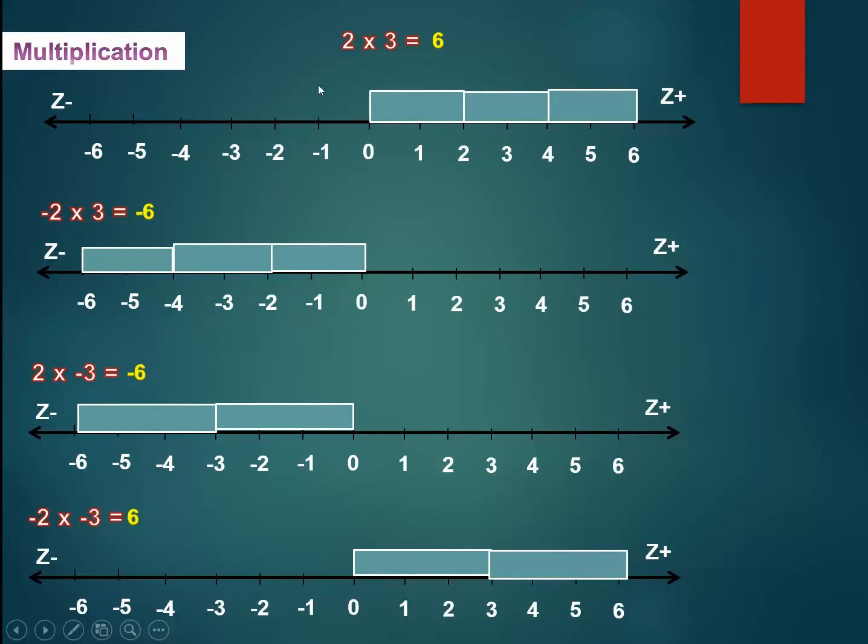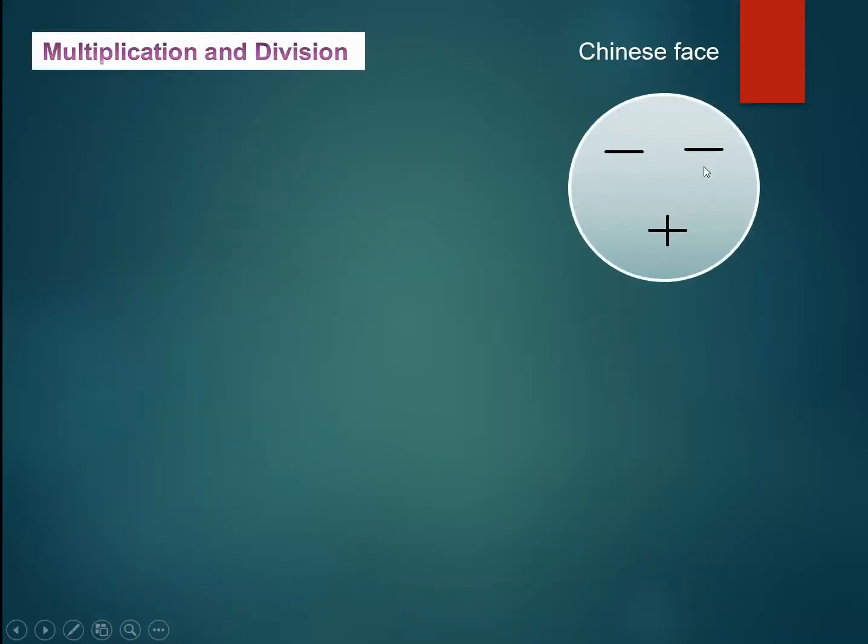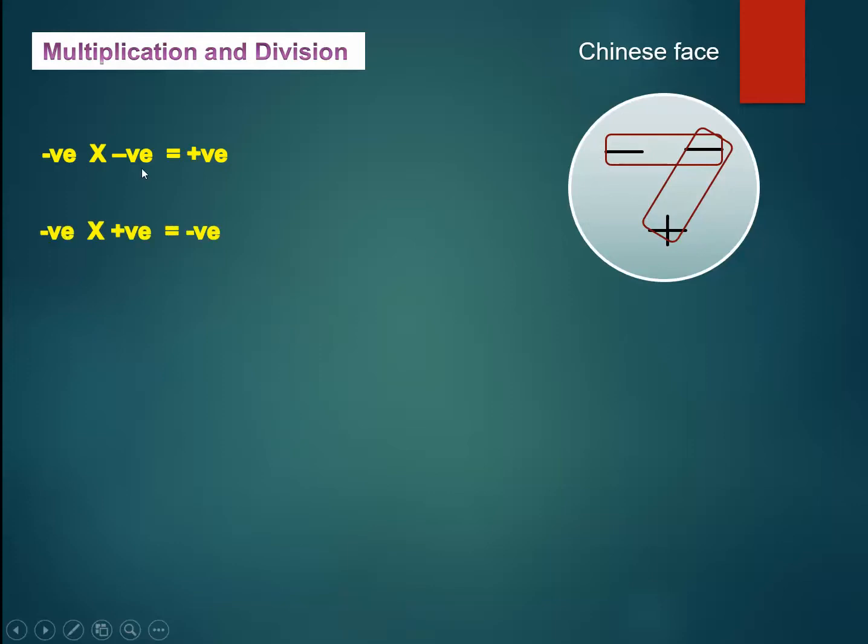So in multiplication and division, we have the rule of signs. Negative times negative is positive. If we multiply or divide two negatives, the answer will be positive. If we multiply negative times positive, it will be negative. Multiplication and division of the same sign give positive.